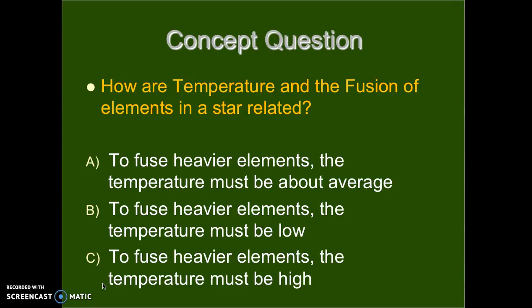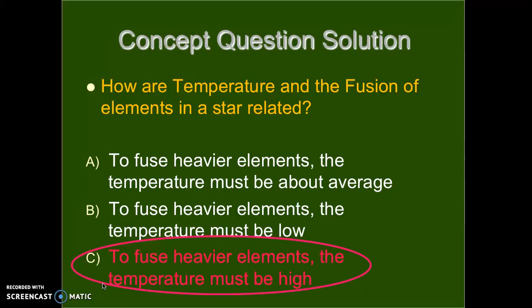Okay, so sit and think about this conceptual question before you move on. How are temperature and the fusion of elements in a star related? Okay, hopefully you answered C. To fuse heavier elements, the temperature must be high. And that's why a red dwarf star never gets to the point of fusing heavier elements. That temperature is just not high enough.